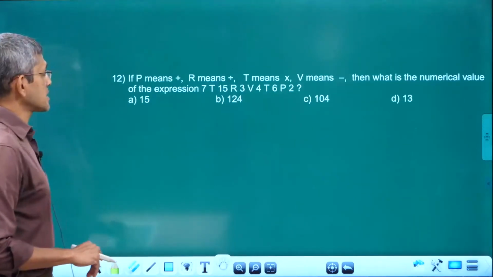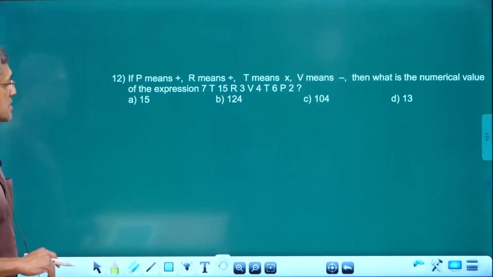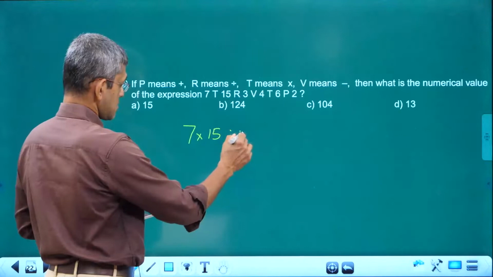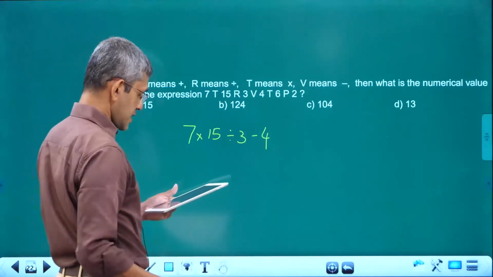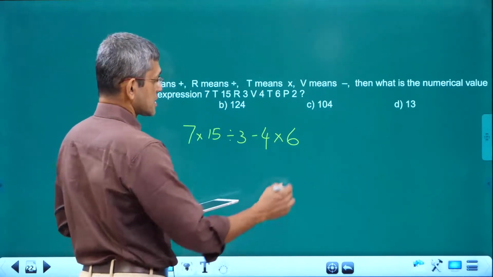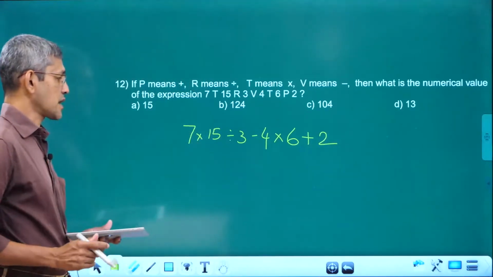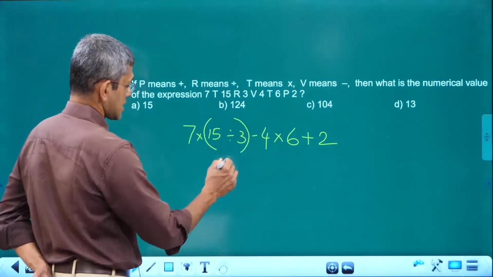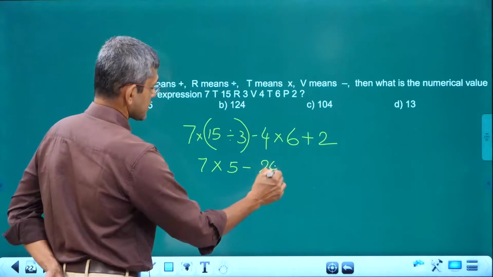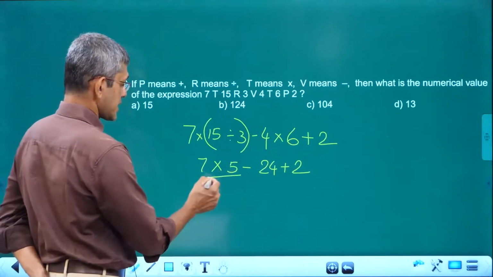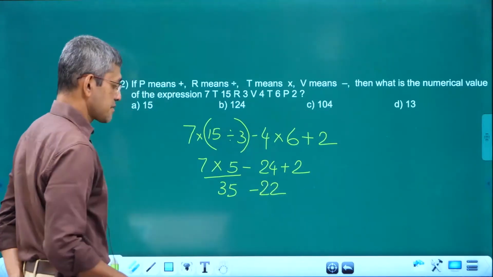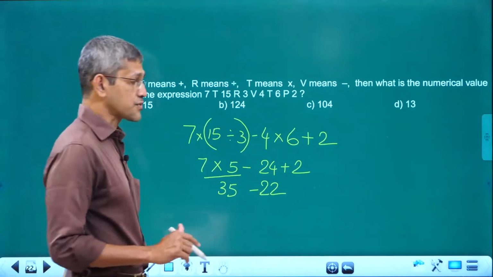Alright, next one. P means plus, R means divided by, T means multiplication, V means minus. 7 into 15, that divided by 3 minus 4, and after that we have again T, so it is multiplication, 4 into 6, and then it's P, what is P? Plus 2. So this is what we have. So 15 divided by 3, what do you get? 5. So here we have 7 into 5. 4 into 6 is 24, 24 plus 2. So here we have 35, and here it is 22. 35 minus 22, how much is that? 13, correct? So this is the answer.